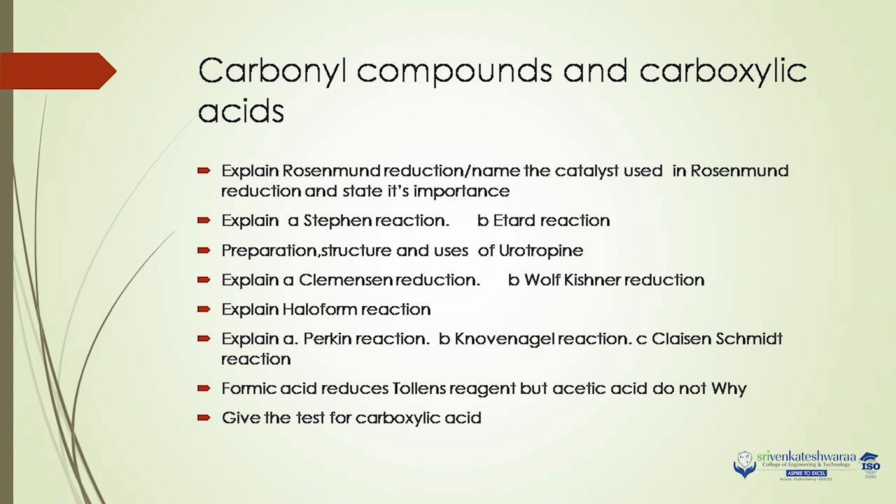Formic acid reduces Tollens' reagent because formic acid has a dual property. It possesses both an aldehyde group and an acid group, and hence formic acid reduces Tollens' reagent. The only acid that reduces Tollens' reagent is formic acid. Test for carboxylic acid: it gives a brisk effervescence with sodium bicarbonate and turns blue litmus paper red. With alcohol, it gives a fruity smell, that is, esters are formed.